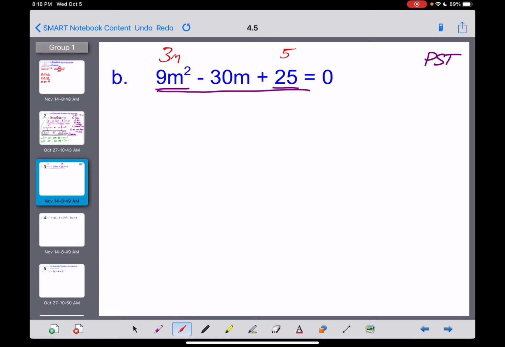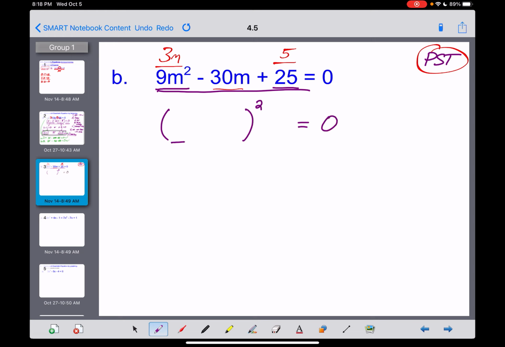And now, here's the telltale sign. The middle term needs to be the product of this square root times this square root times 2. So 3m times 5 would be 15m times 2 would be 30m. Hot dog, everybody. This right here is a perfect square trinomial. And that means that it factors nicely into a single binomial squared. But I'm still going to put the equals 0 at the end.